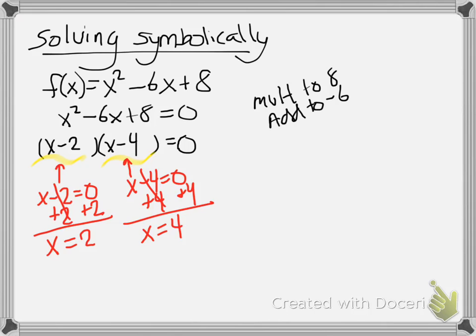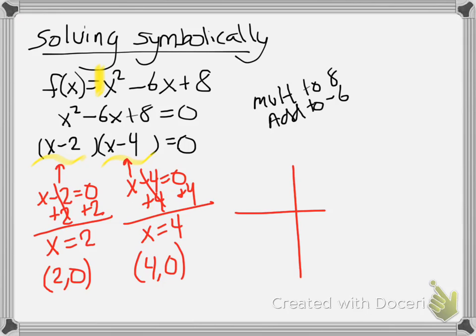Okay, so that must mean that it crosses at the point 2, 0, and it crosses again at the point 4, 0. So if I was to graph it, then it faces up, and you'll learn why it faces up. The reason it faces up, I can tell you right now, is that the leading coefficient where the A is a positive. So it faces up, and it crosses the axes. So it looks like this.